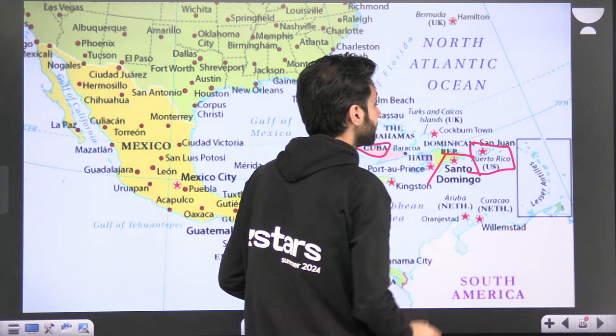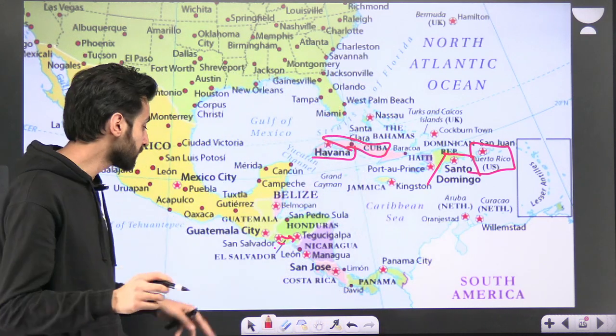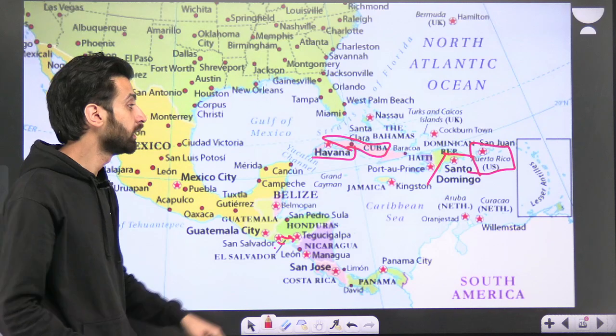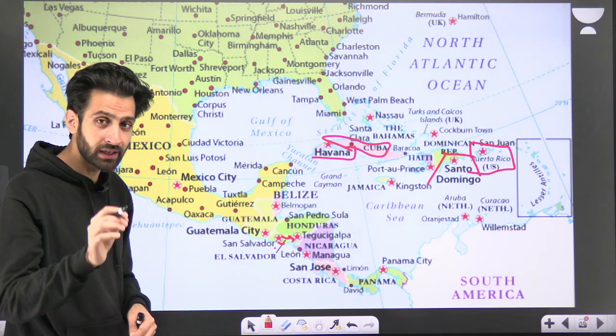Then we go to the second very important one, Puerto Rico, and the capital is San Juan. Puerto Rico's capital is San Juan. That's why I told you not to get confused. San Jose is the capital of Costa Rica. Puerto Rico's capital is San Juan. Very important is San Juan.